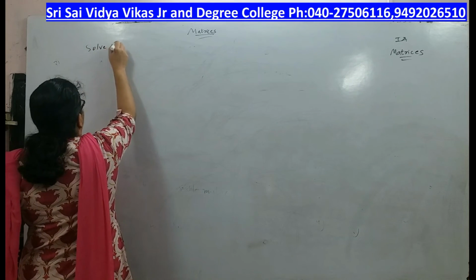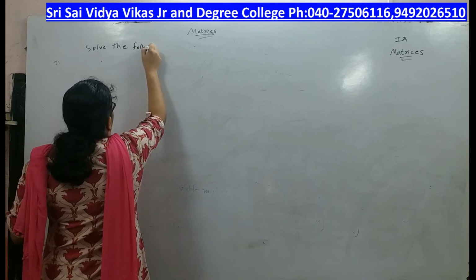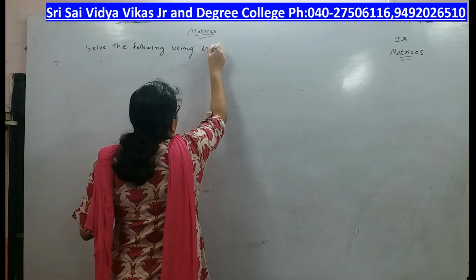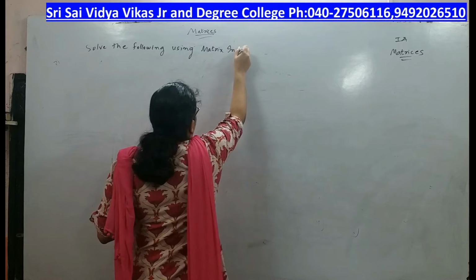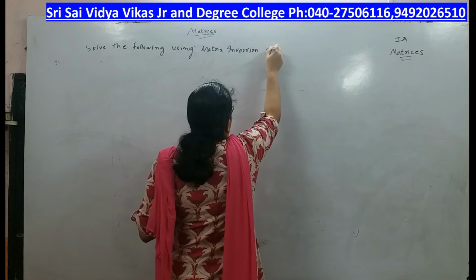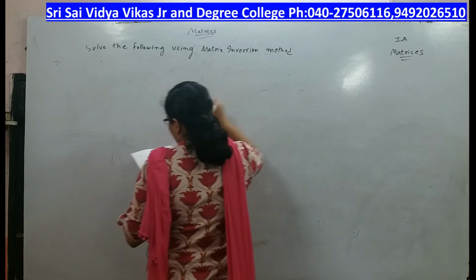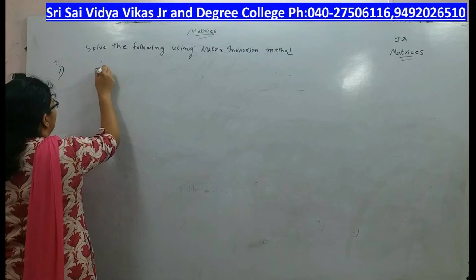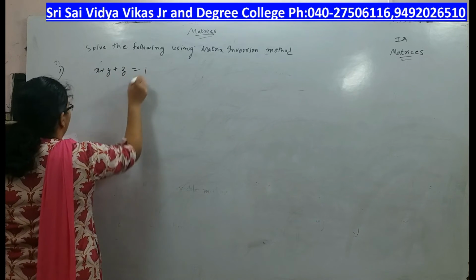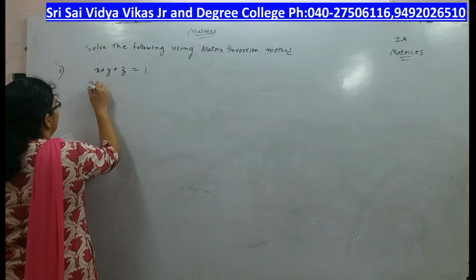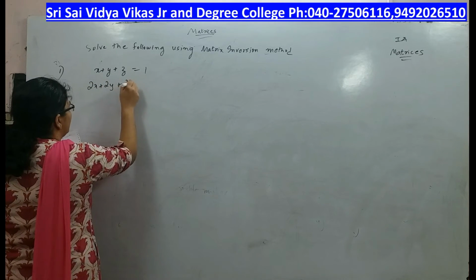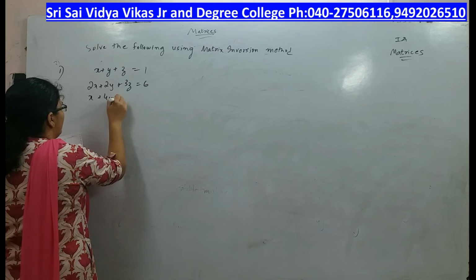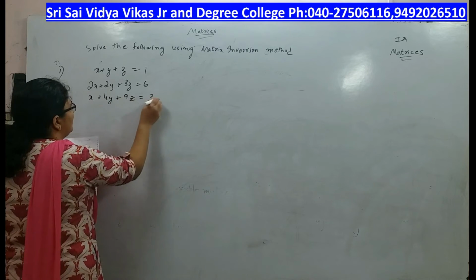Solve the following using matrix inversion method. First one, x plus y plus z is equal to 1. 2x plus 2y plus 3z is equal to 6. x plus 4y plus 9z is equal to 3.